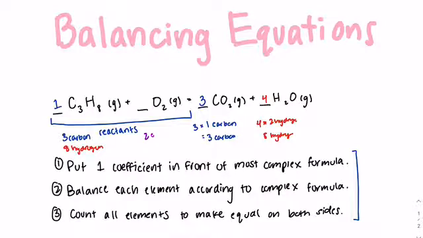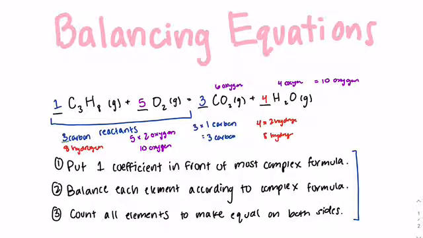Now on this side, there are only 2 oxygen, while on this side, there are 6 oxygen right here and 4 oxygen right here. So altogether, there's 10 oxygen on the product side. So to get 10 oxygen on this side, you'd want to multiply 2 oxygen by 5. Now you see that all of the elements are equal on both sides.